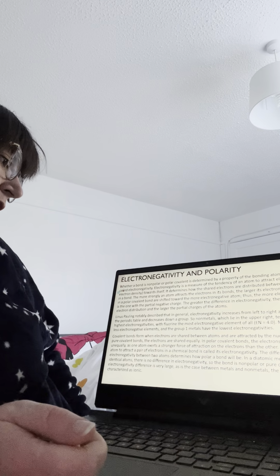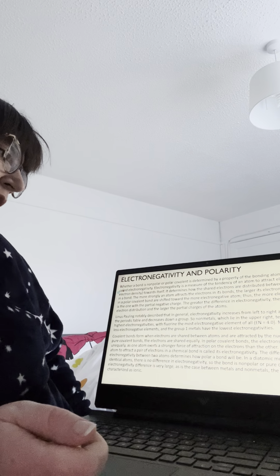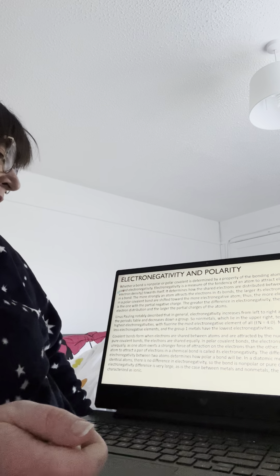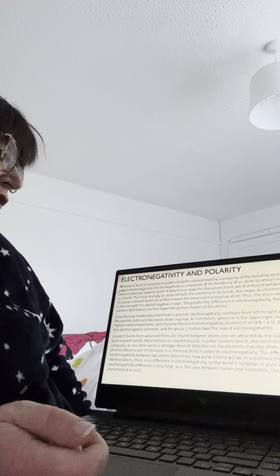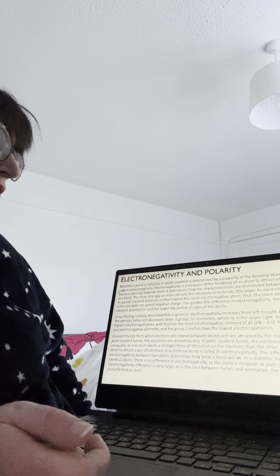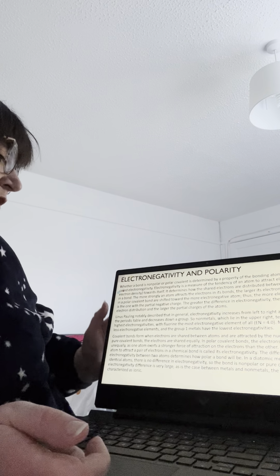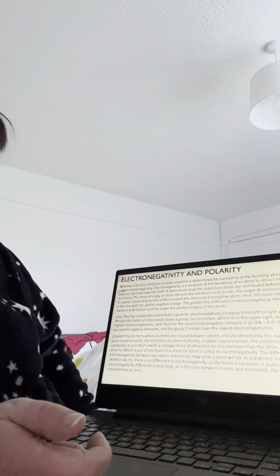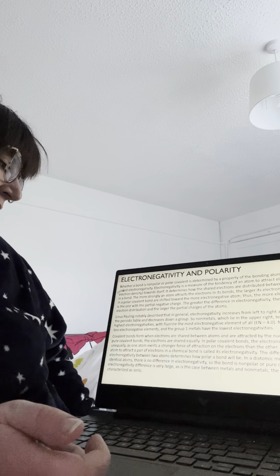Electrons in a polar covalent bond are shifted towards the more electronegative atom. Thus, the more electronegative atom is the one with the partial negative charge. The greater the difference in electronegativity, the more polarized the electron distribution and the larger the partial charges of the atoms.